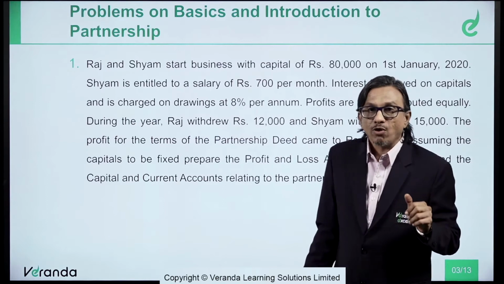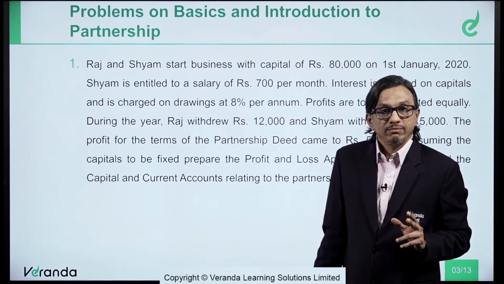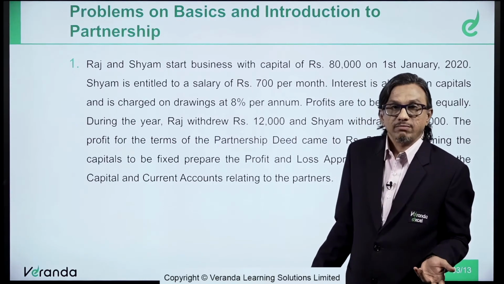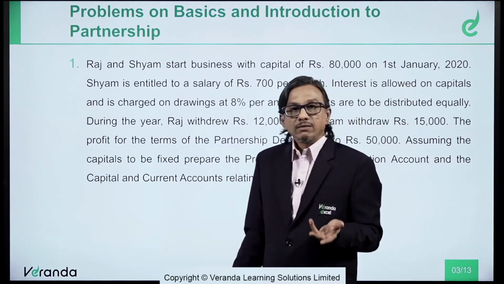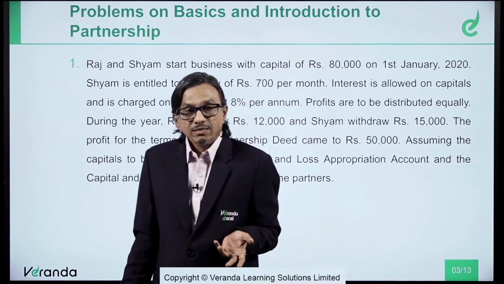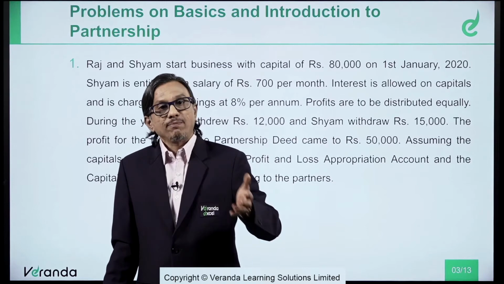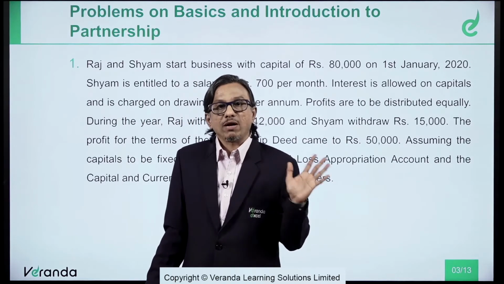So whether we should follow fixed method or fluctuating method, that will be given in the question. If nothing is given in the question, they ask you to prepare capital account. That means you have to follow fluctuating capital method. You have to prepare capital account for each partner.